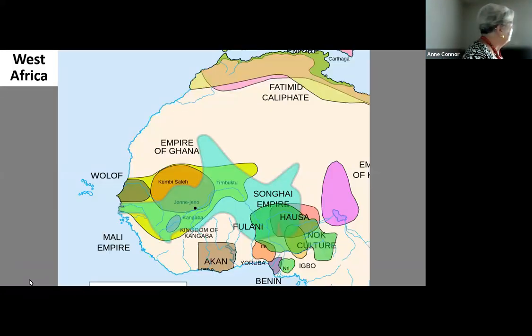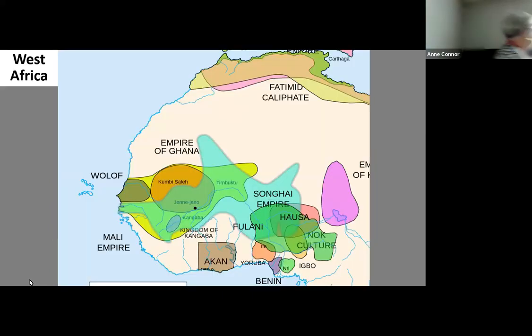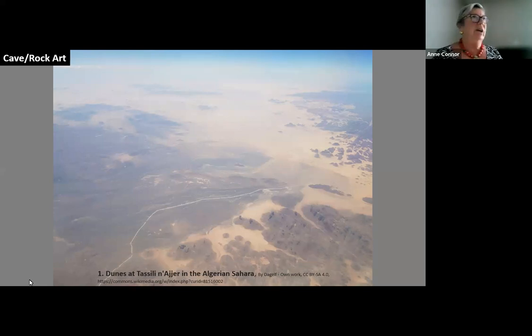So let's focus on West Africa, and again, I'll show you the same map, but larger. We're going to look at these different empires and cultures. To go back into the prehistory, we have to go north and a little bit more to the east. I'll show you the map. We're going to go about here to see these rock paintings in what is now Algeria. There are amazing rock paintings there and petroglyphs.